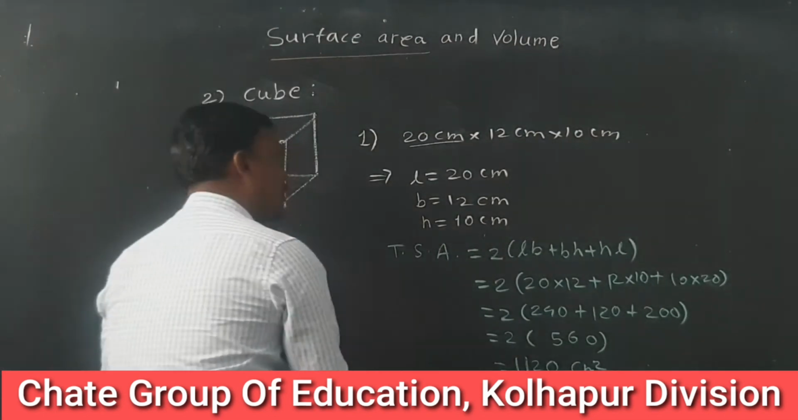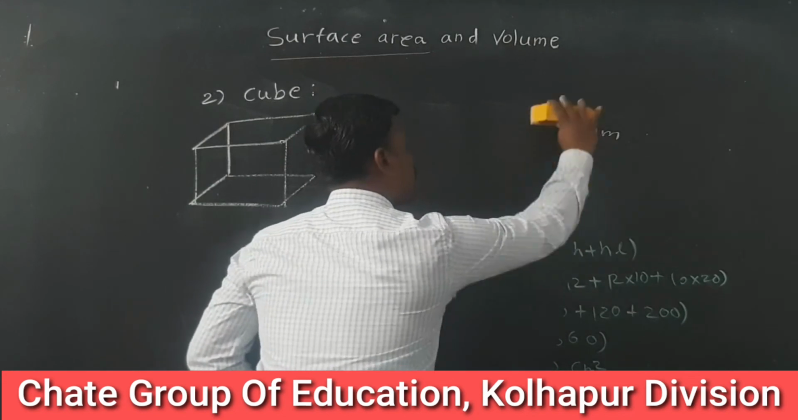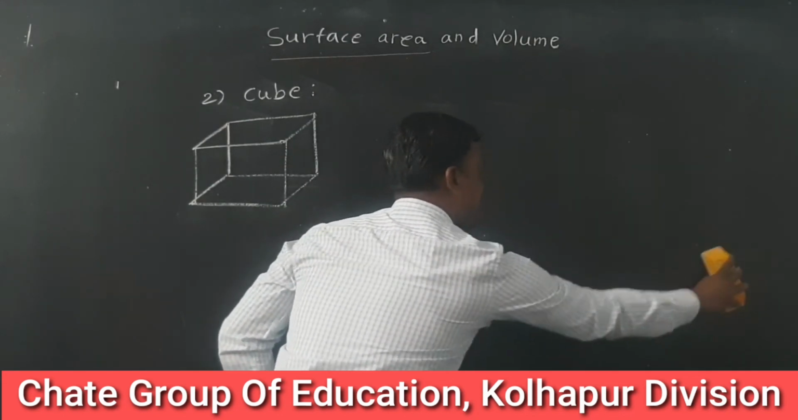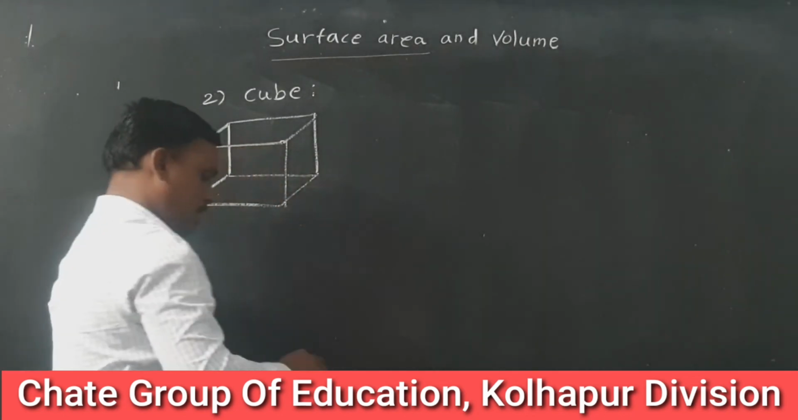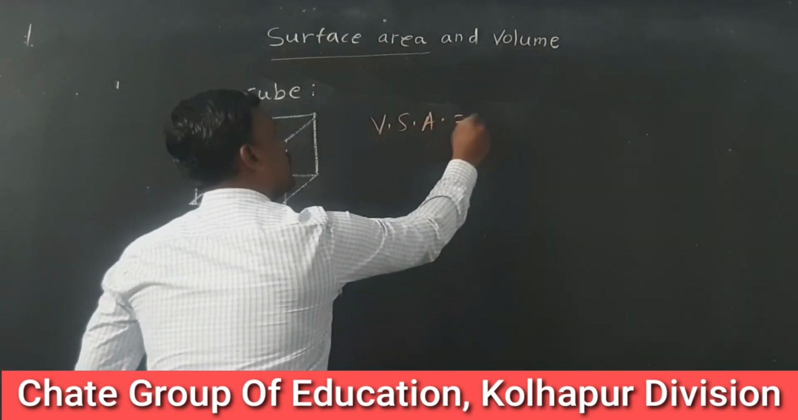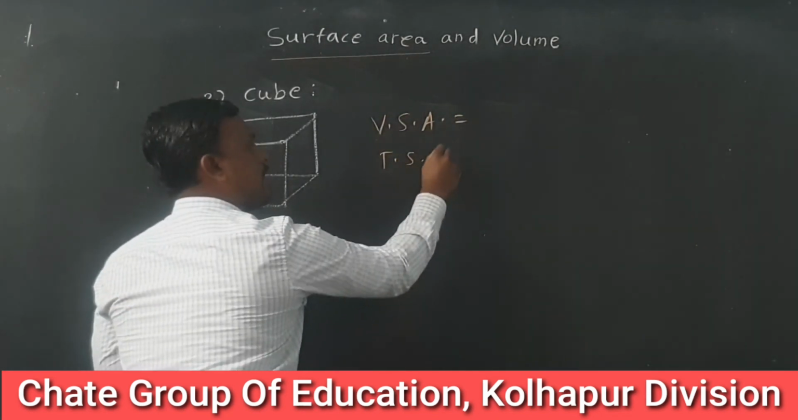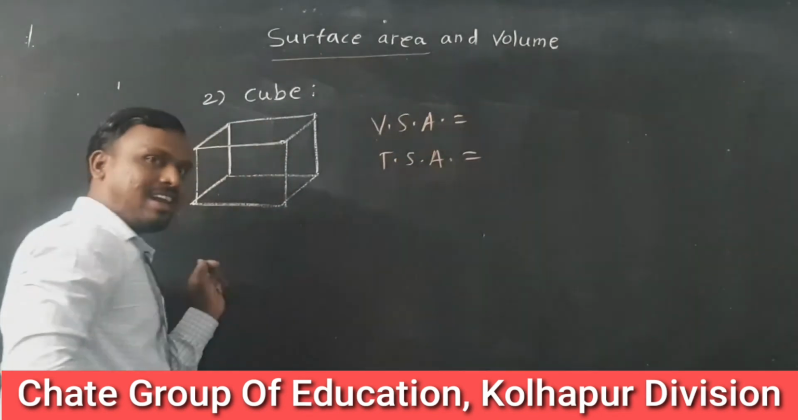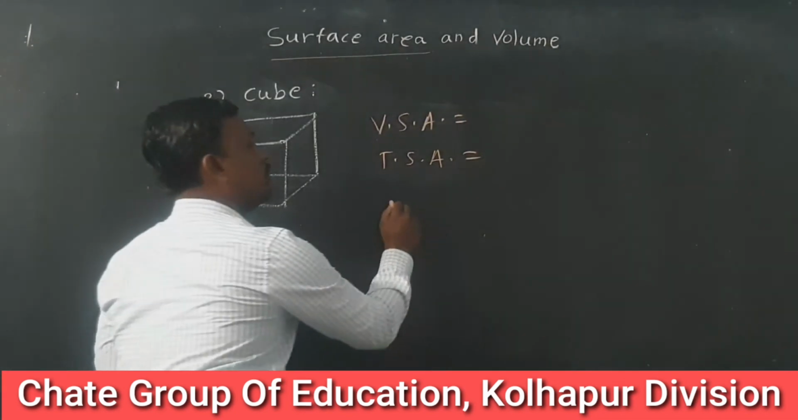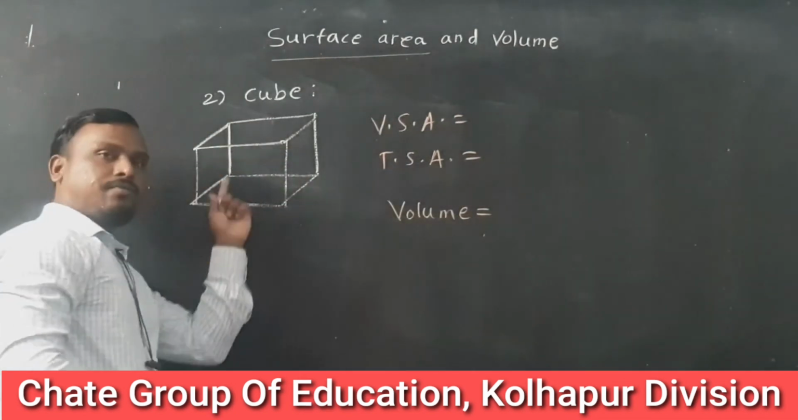Now here also there are formulas. We'll write the formulas first of all. Again, lateral surface area, meaning vertical surface area, is there. So we'll write vertical surface area. Then total surface area. The last one is the volume of this cube. Now see here, how many faces are there?